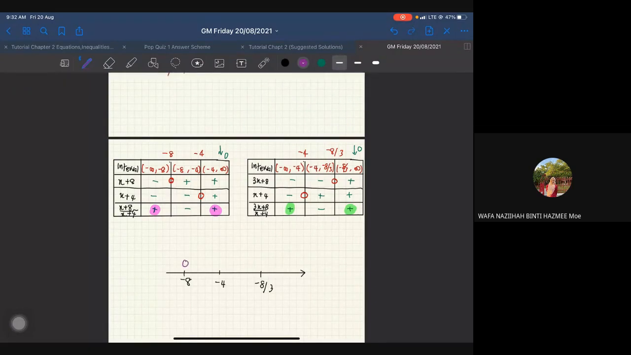Okay, so settle untuk yang table of sign yang sebelah kiri. Okay, so for now the table of sign on the right. So it starts from negative infinity to negative 4. So maksudnya negative 4 ke kiri. Okay, and then daripada negative 8 over 3 moving to the right.